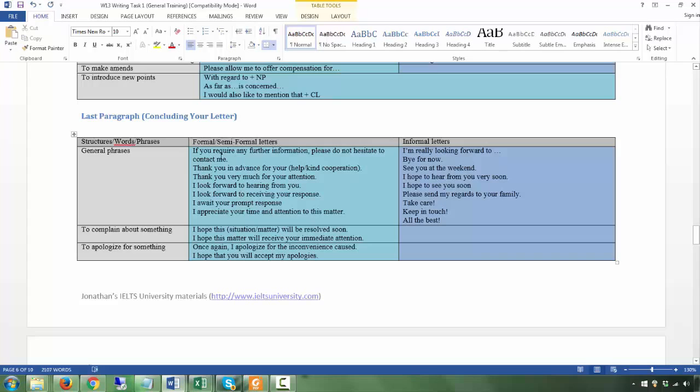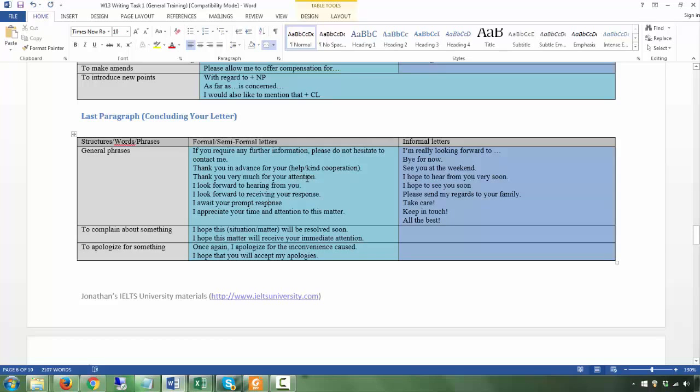But think about how you're going to conclude the formal letter. Maybe you expect a response from them: I await your prompt response. Maybe you're just asking them to appreciate their time and attention to this matter. So use some of these phrases.